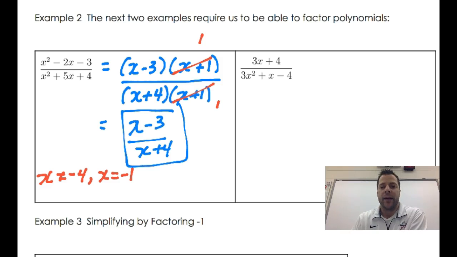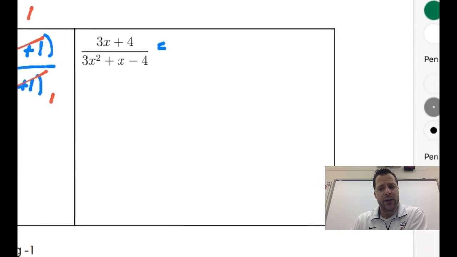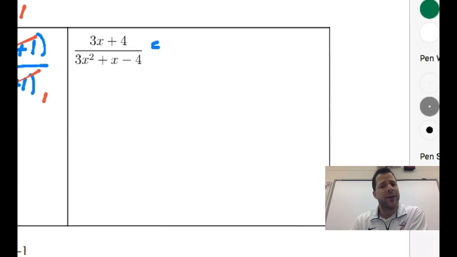Okay, let's go ahead and look at example 2. Example 2 is a little bit nicer because we don't have to factor the numerator, but the denominator is a little bit tougher to factor. So we have 3x plus 4 divided by 3x squared plus x minus 4. So ignore the numerator for now, and let's factor the denominator.